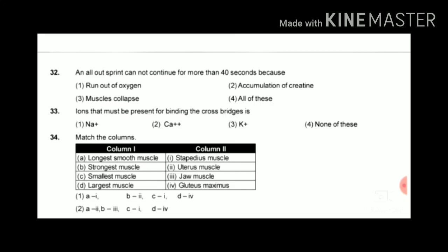Next is question number 33. Ions that must be present for binding the cross bridge are: number 1, sodium ion. Number 2, calcium ion. Number 3, potassium ion. And number 4, none of these. We know calcium ions are important in the sliding filament mechanism and of course in binding the cross bridge. So the answer is option number 2, calcium ion.